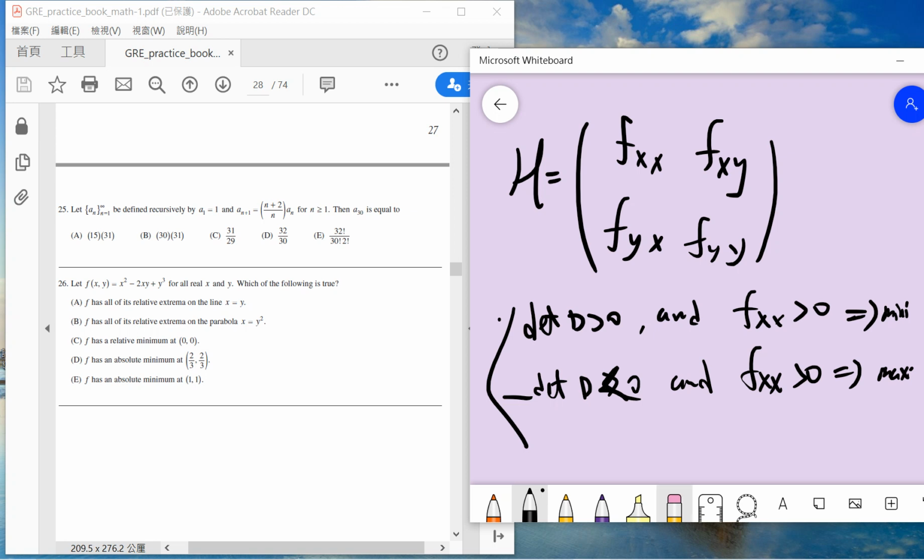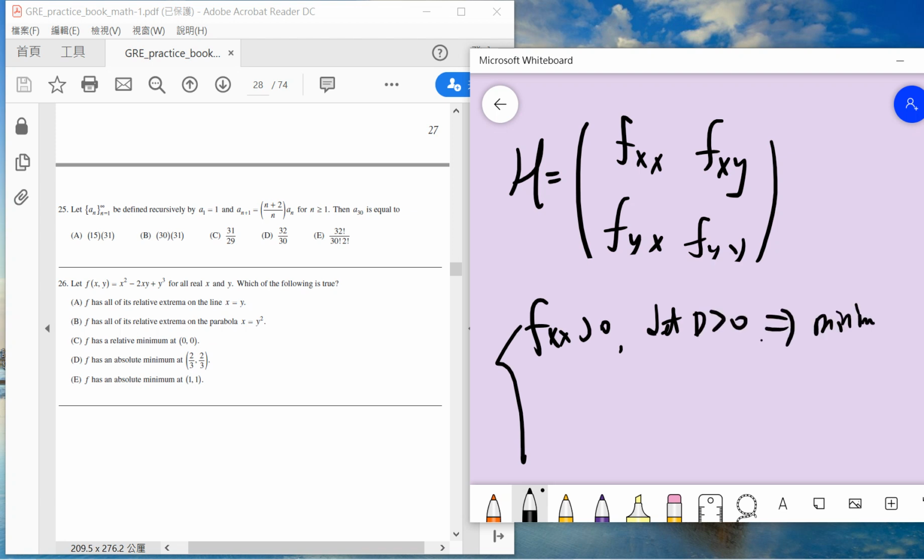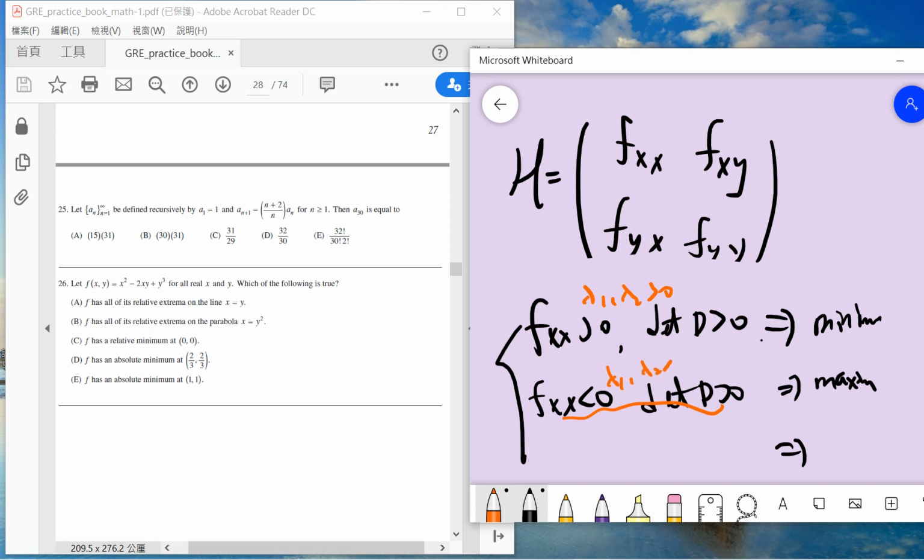Oh no, sorry, sorry. If fxx is larger than 0 and determinant D is larger than 0, then it's a minimum. If determinant D is larger than 0 but fxx smaller than 0, that means it's a maximum. So basically, this corresponds to eigenvalues that are positive, and this corresponds to eigenvalues that are negative. And if determinant D is less than 0, that means it's a saddle point. Okay, so this is the condition we need to remember.